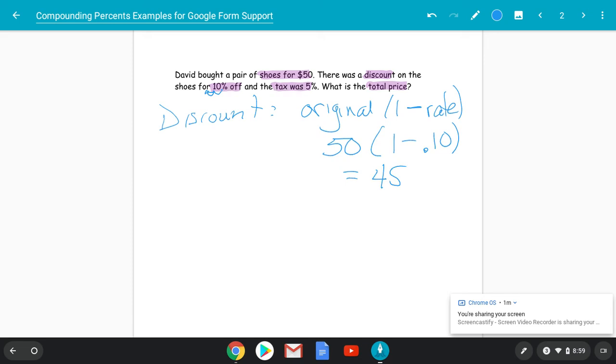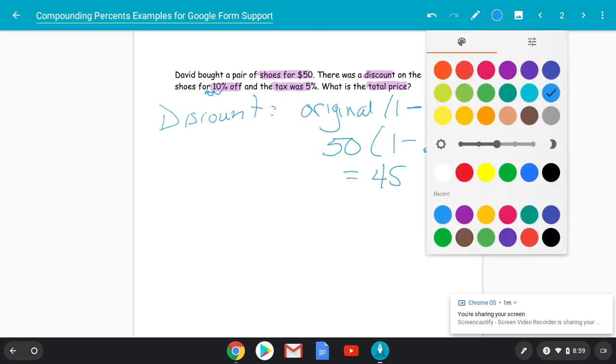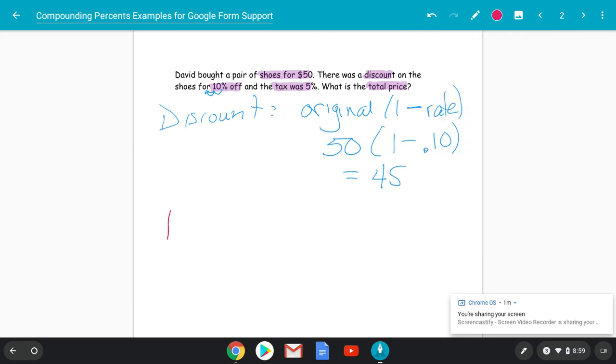So the original price was $50. It discounted down to $45. Now we have to worry about our tax. So tax is the amount that the government is going to charge based on our purchase. So we have sales tax of 5%. So we're going to spend more money because that money is going to be going to the government. So we're going to have our original times 1 plus the rate, because we're adding on here.